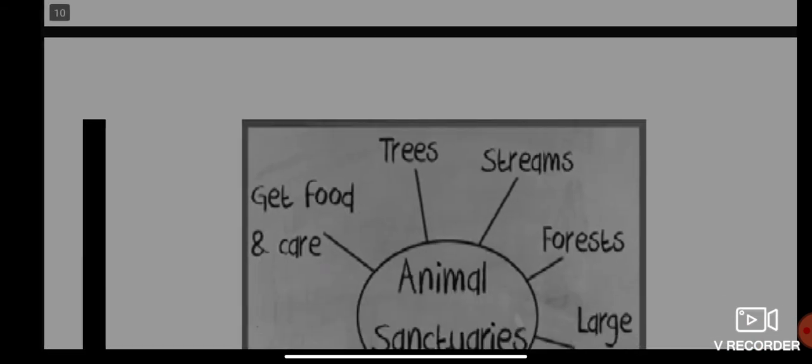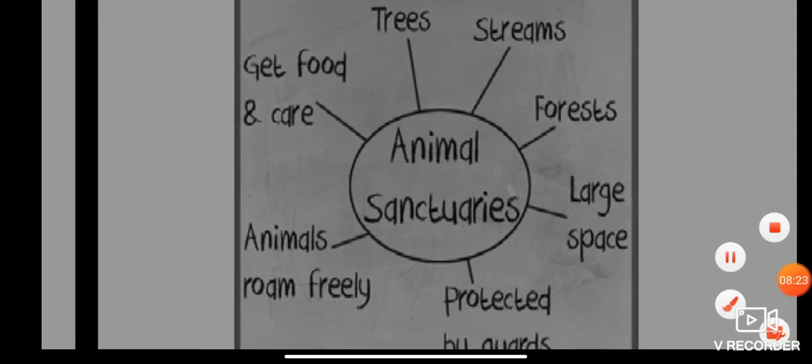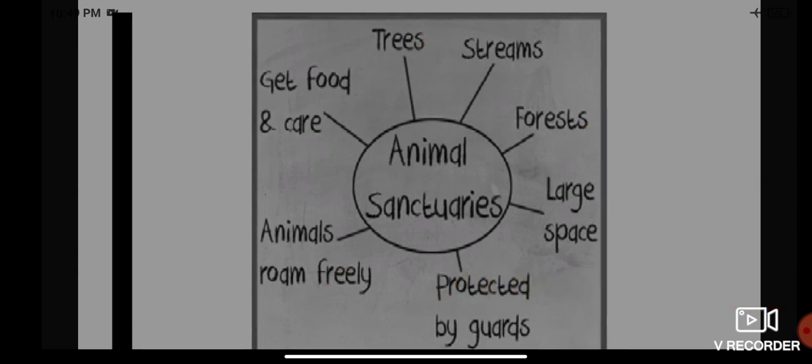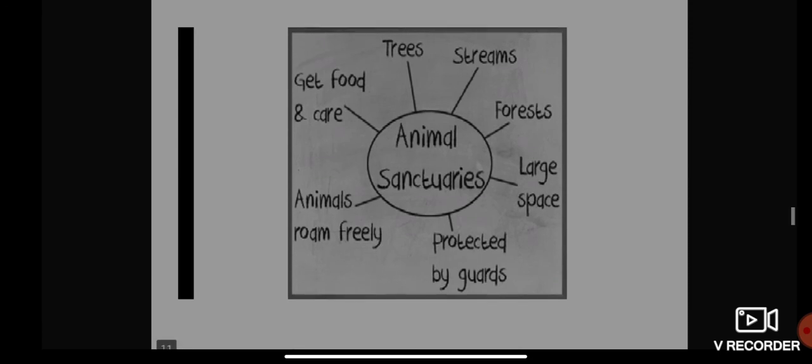All right. So you'll see that in animal sanctuaries, there are lots of things, like trees, streams, forest, and large open space. The animals are protected by guards. Animals roam freely. They also get food and they get care as well. All right. This is about the features of an animal sanctuary.